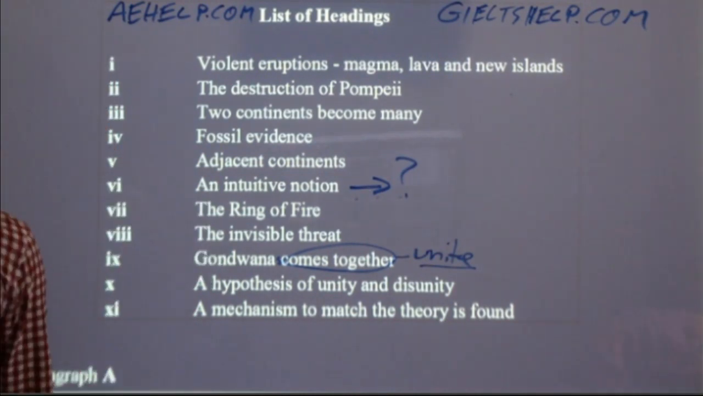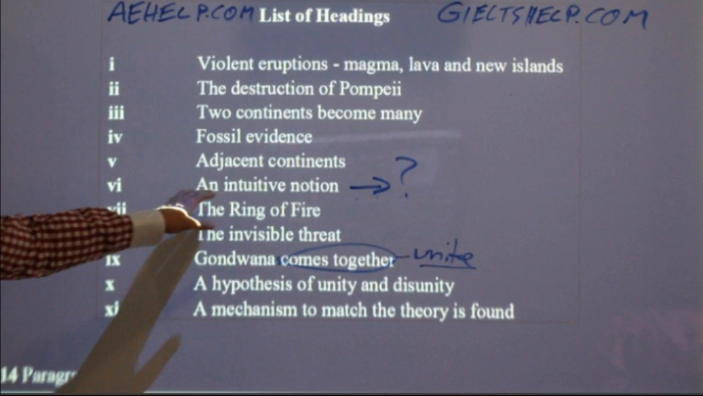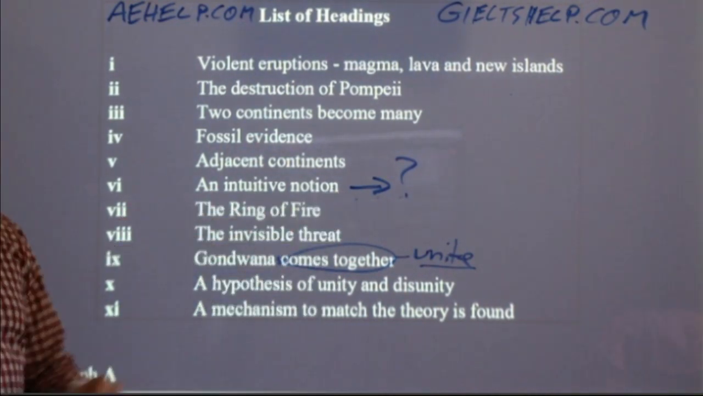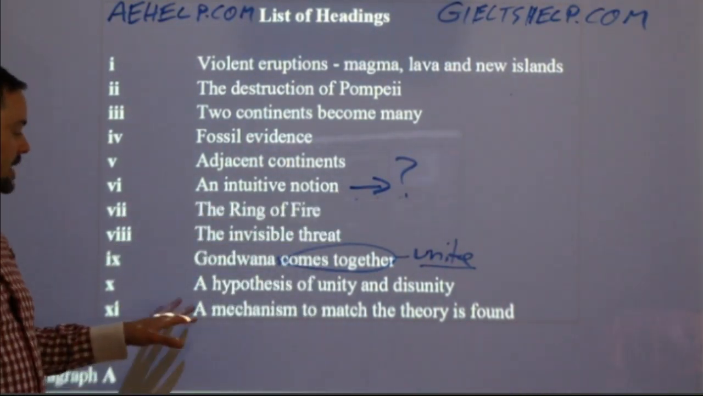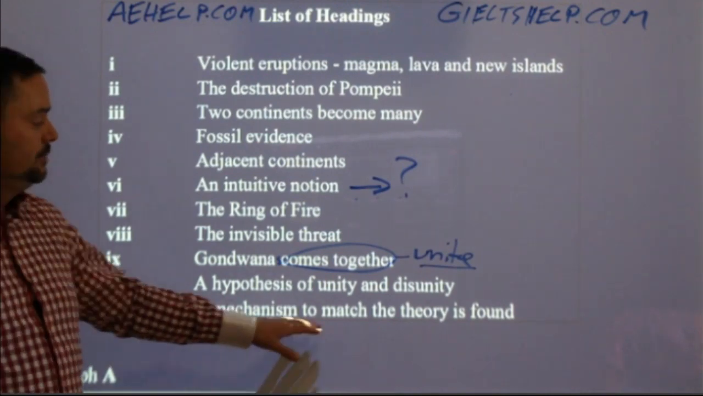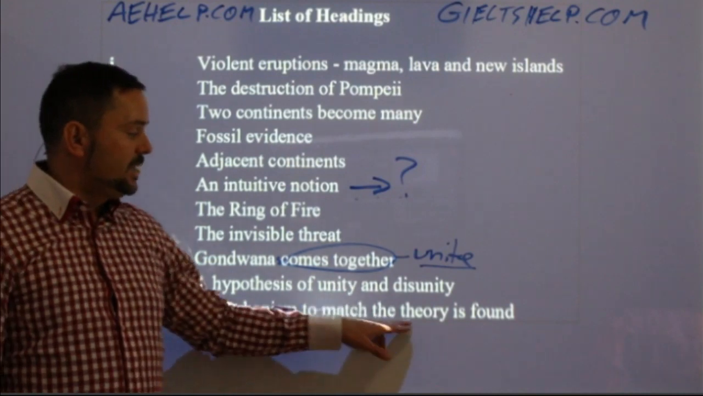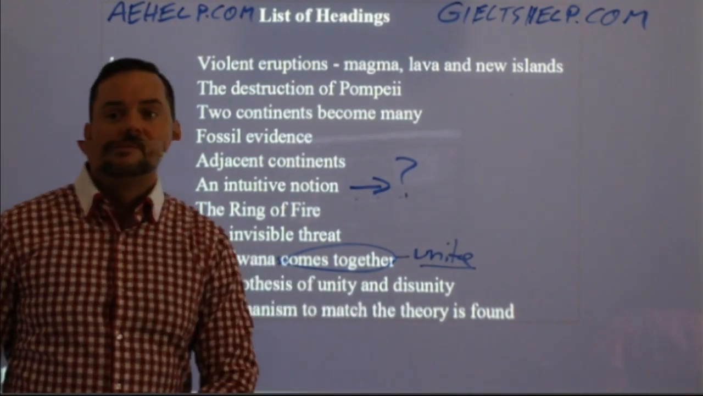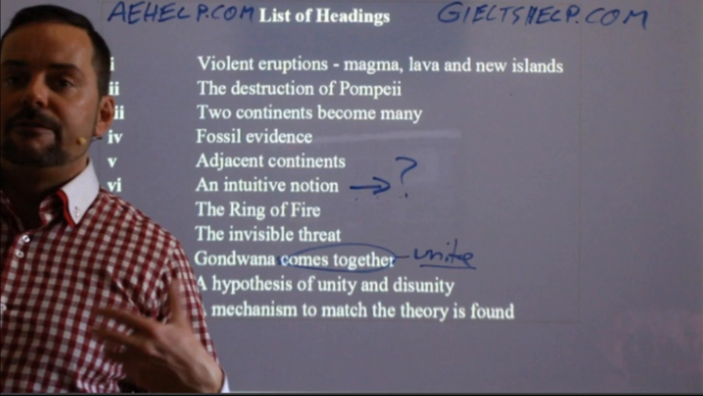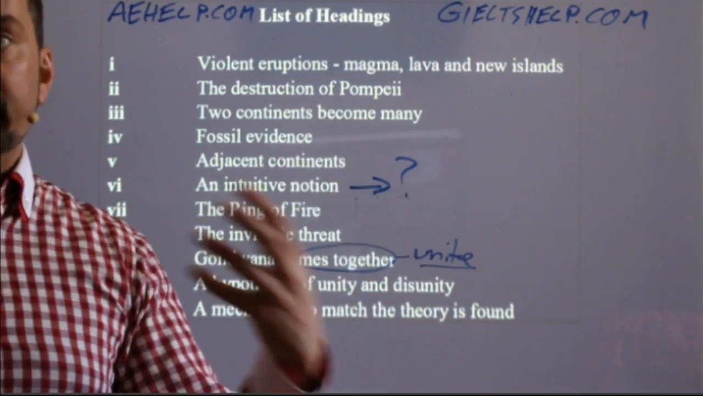That's superb. All right, so anybody, an intuitive notion? What would that be? It's another way to say that. A mechanism to match the theory is found. The system which explains the hypothesis is discovered. So again, that would be the fast mental paraphrasing.